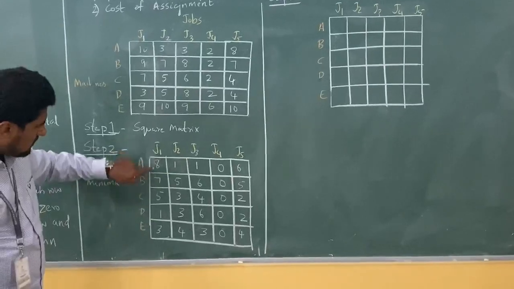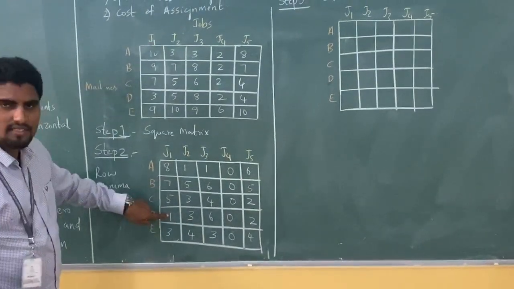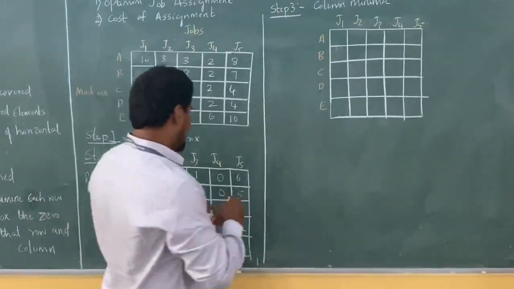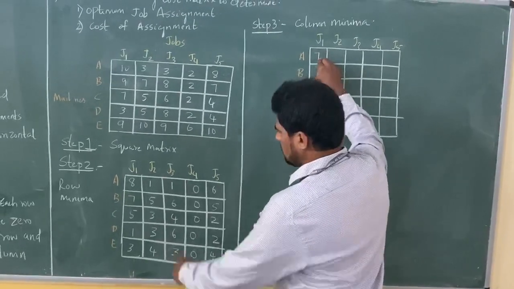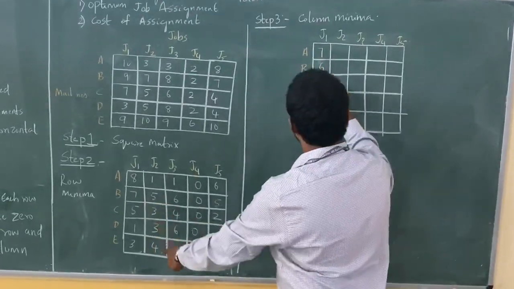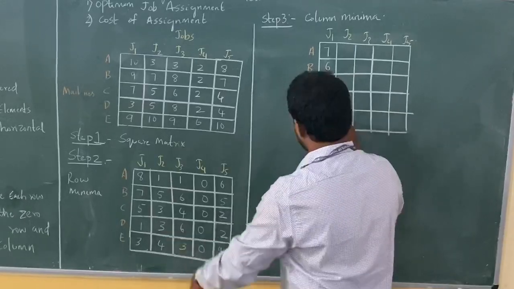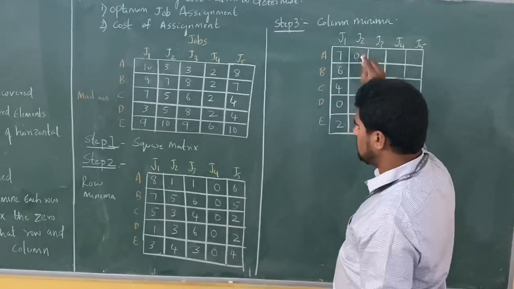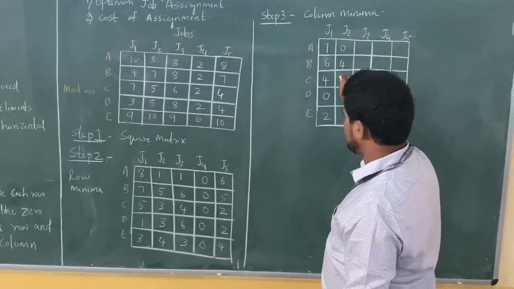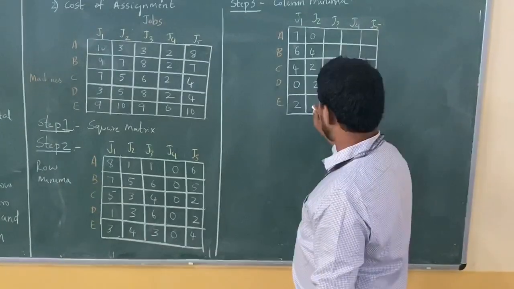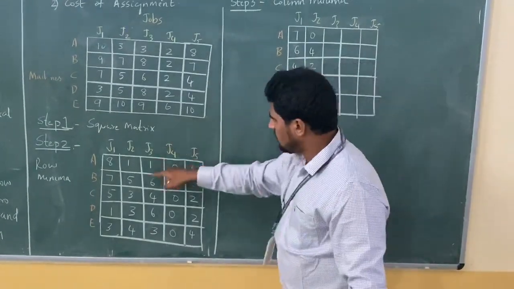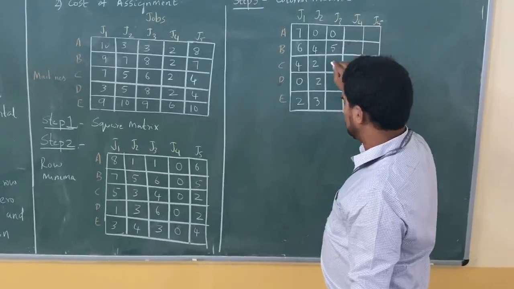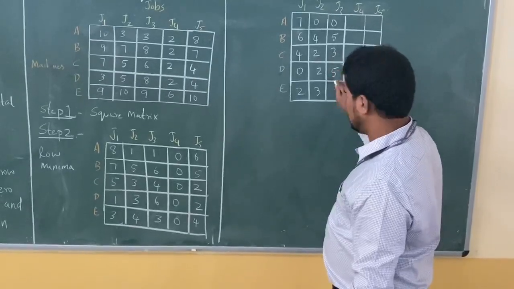In column number 1, that is J1, the least element is 1. You have to subtract this 1 from the entire column. So 8 minus 1 is 7, 7 minus 1 is 6, 5 minus 1 is 4, 1 minus 1 is 0, 3 minus 1 is 2. In the J2 column the least is 1, so that is 0, 5 minus 1 is 4, 3 minus 1 is 2, 3 minus 1 is 2, 4 minus 1 is 3. Again in J3 it is 1, so that is 0, 5, 3, 5 and 2.